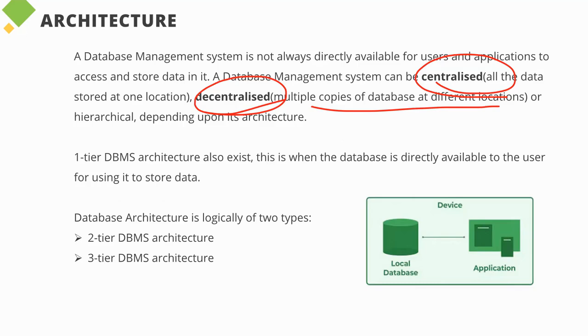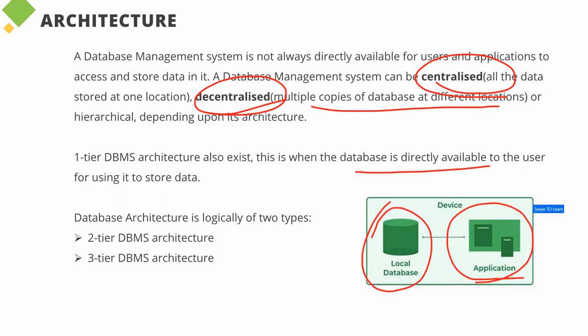If you look at the architecture, there is one-tier architecture, two-tier architecture, and three-tier architecture. One-tier architecture means, simply, that the database is directly available to the user. You have the local database and you have the application. This is a kind of one-tier architecture.